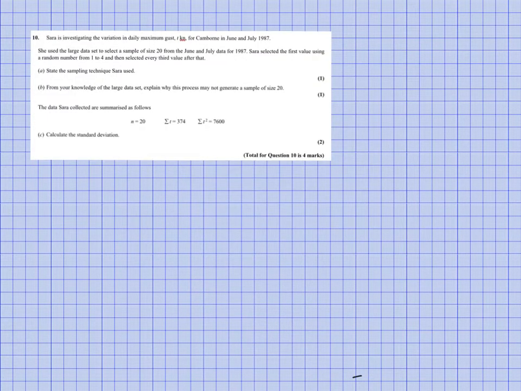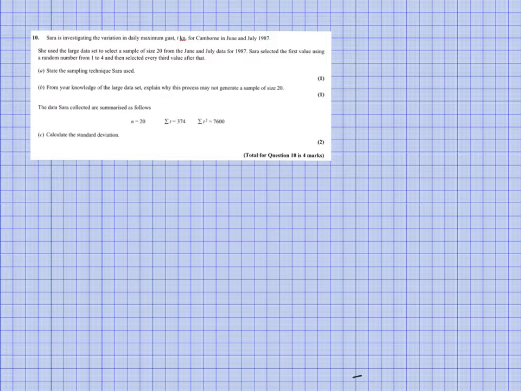Hi, carrying on with our review of the end of year exam paper that we did. This is question 10, the first one in the stats part. First question here: Sarah is investigating the variation within the daily maximum gust for Camborne in June and July of 1987. Okay, it's just setting the scene.